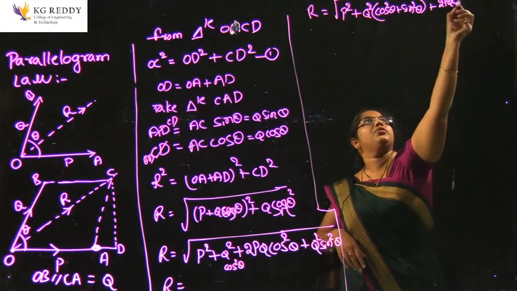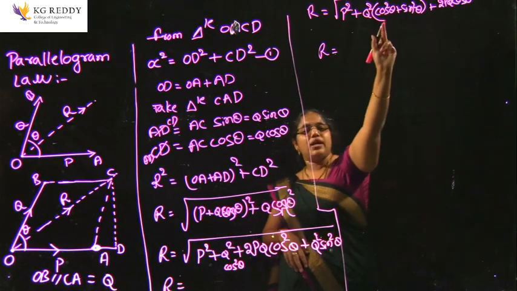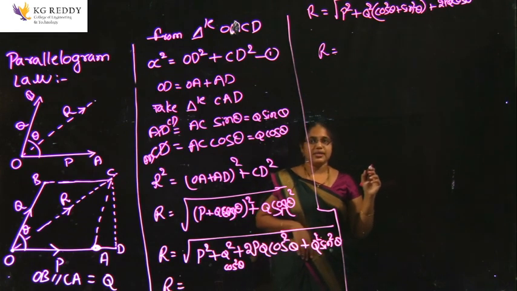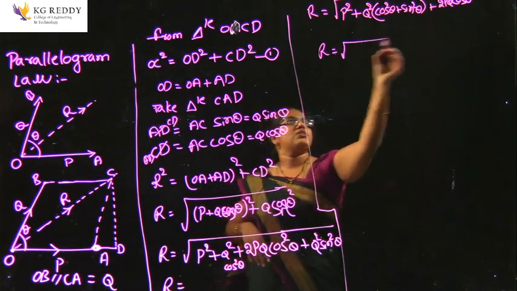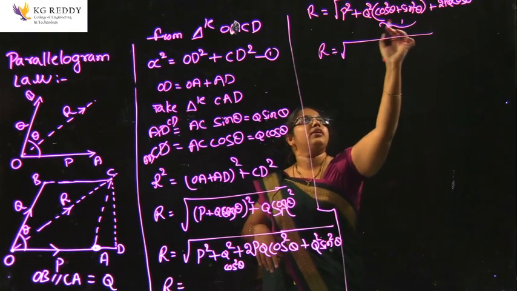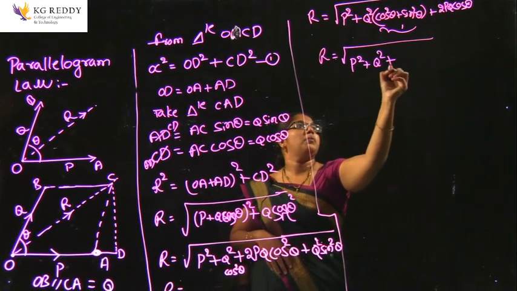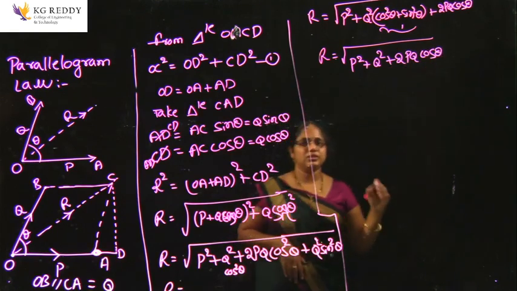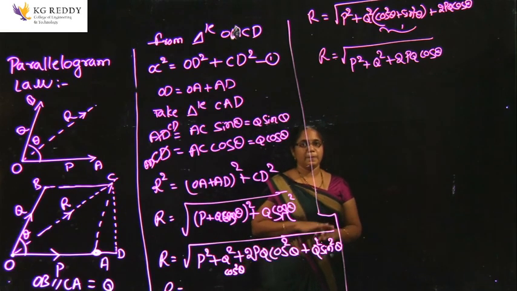So, 2PQ cos theta. Therefore, R equals, what is the value of cos square theta plus sin square theta in trigonometry? Let us take the value of cos square theta plus sin square theta as 1. So, let us common this value, this is the 1. Therefore, R equals under root of P square plus Q square plus 2PQ cos theta. So, this is the value of resultant R.